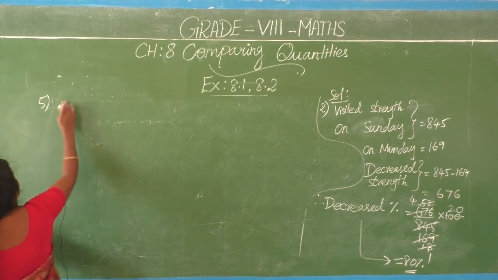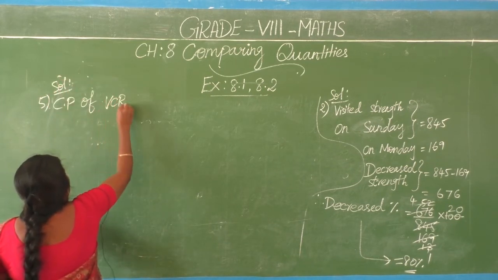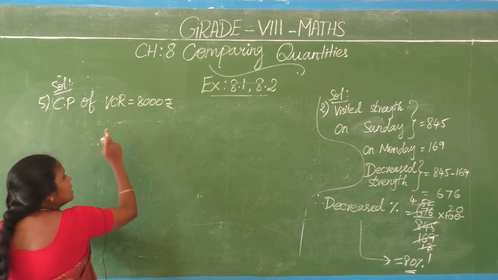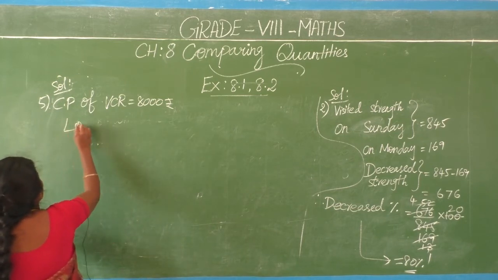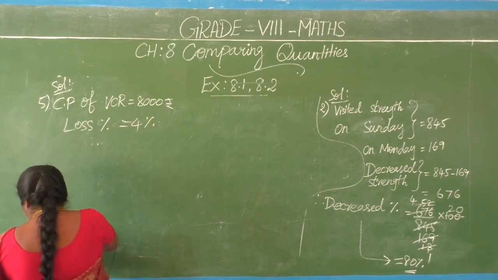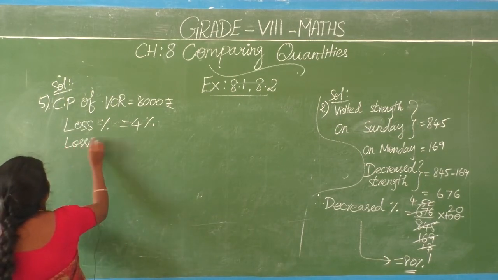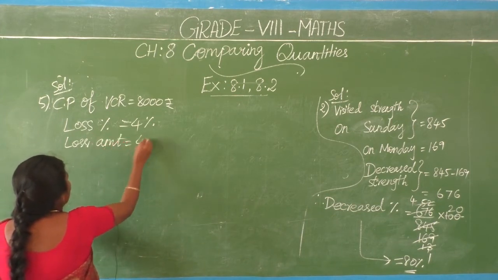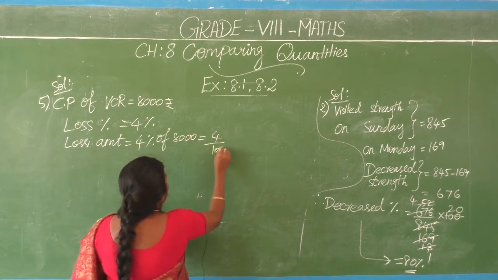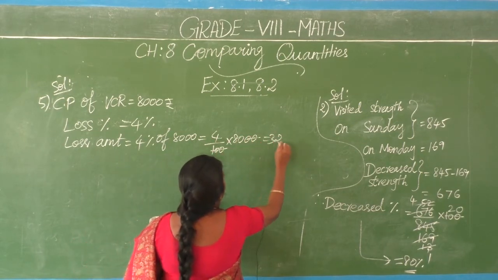So, the fifth question. The cost price, CP, of the VCR, how much? 8,000 rupees. While selling this VCR, he got a loss percentage of 4. So loss percentage is equal to 4%. That means now you have to find the loss amount. So how much will the loss amount come? Loss amount equals 4% of 8,000. So 4 by 100 into 8,000. 4 8s are 32. 320 rupees he lost.